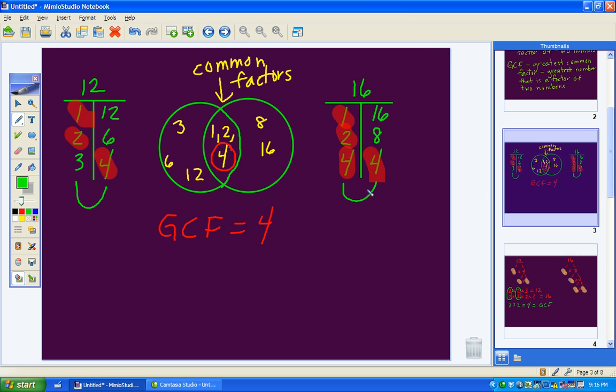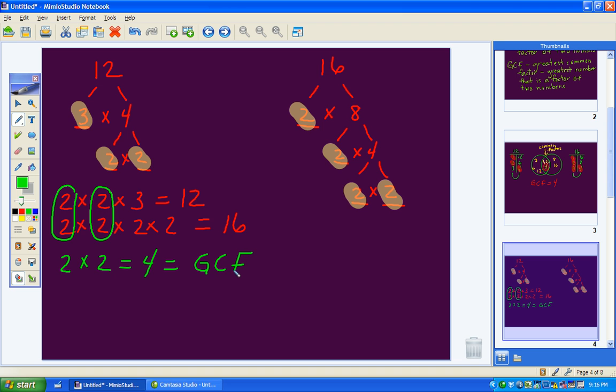And you can verify on the other page our GCF was 4, and it is on this as well. So that is how you're going to be doing the 2 different strategies for GCF. You get to pick whichever one you are most comfortable with.